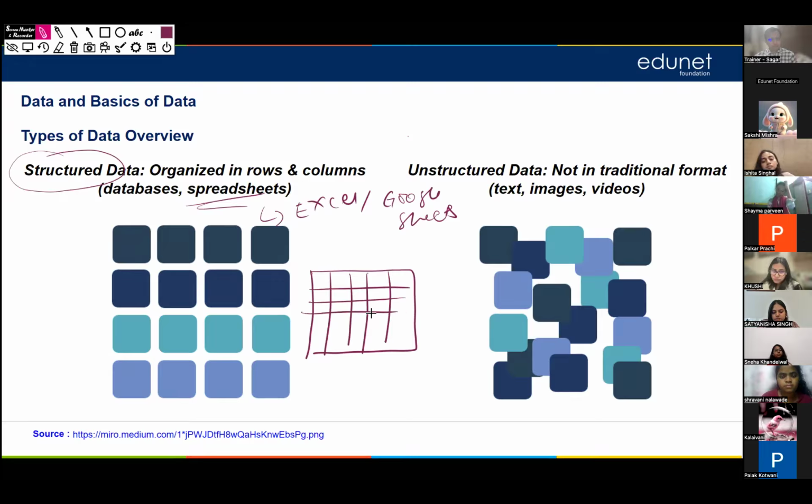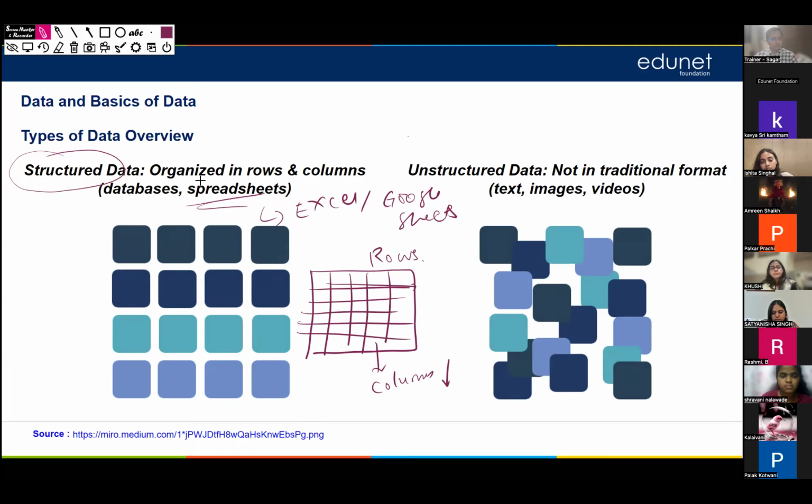Always, right? This is something we call columns if we go from top down, and this is something we call rows if we go left to right. Everyone agrees we see Excel always in this format? This is something we call a spreadsheet, where the data is always structured. It will always be in the form of rows and columns together, right? Rows and columns.